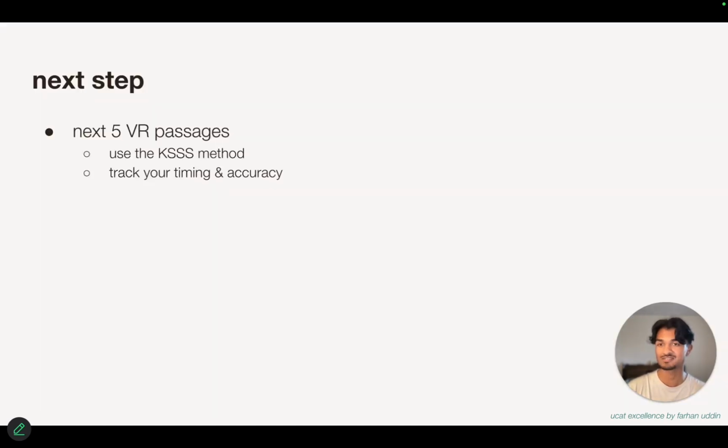So here's the next step. For the next 5 verbal reasoning passages, I want you to use the KSSS method. And in order to see if you're actually improving, track your timing and your accuracy as you go along.